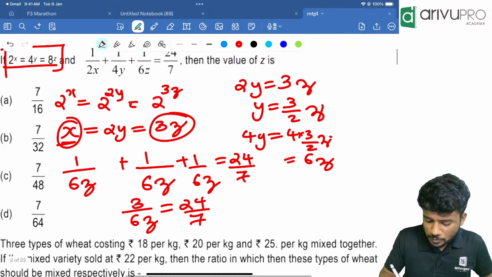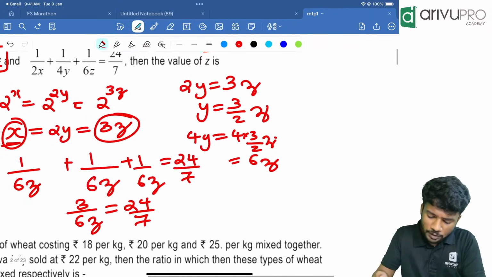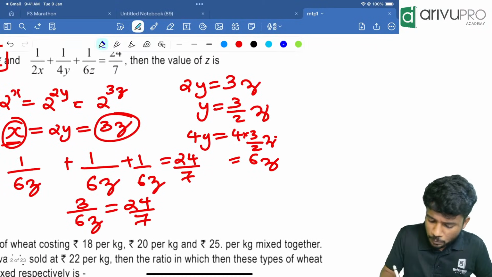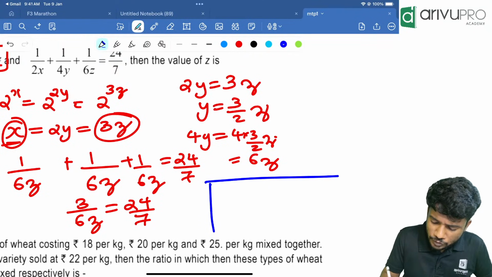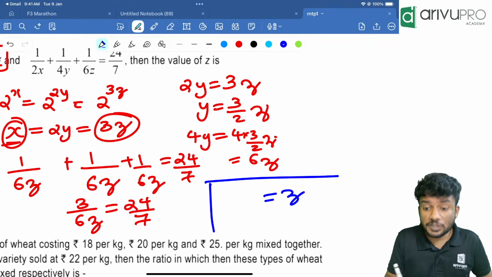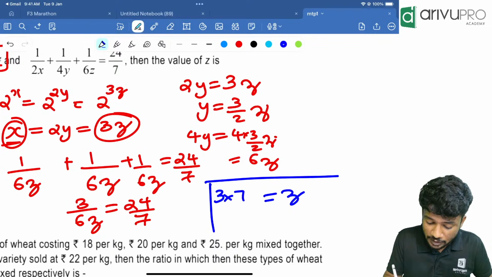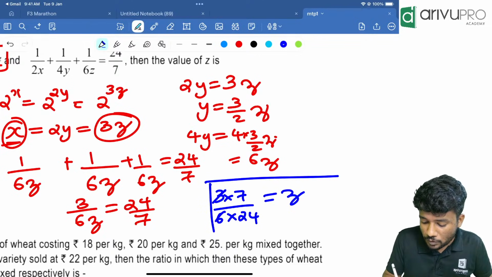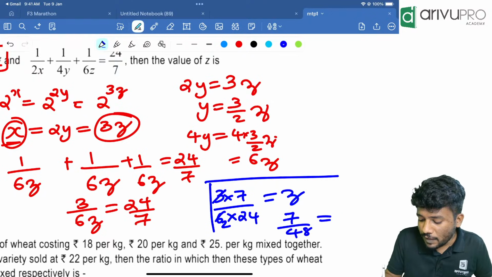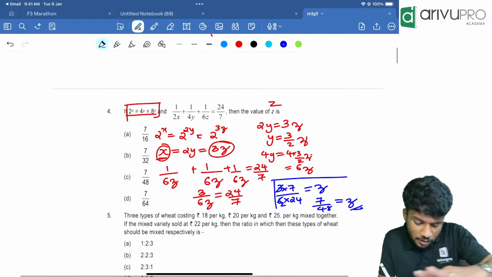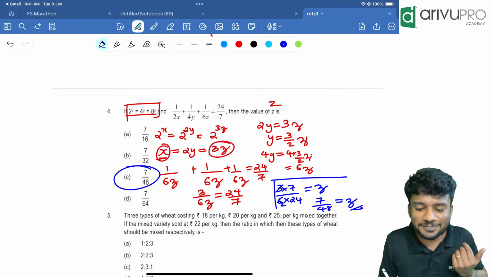So, z, cross multiplying z to the other side, it will become what? Which will be equal to, so z goes to this side, everything else comes to this side. That means 3 into 7 divided by 6 into 24. 3 and this got cancelled, that will become 2. So 7 by 48 is the value of z. So option C is your answer. One of the easiest questions.